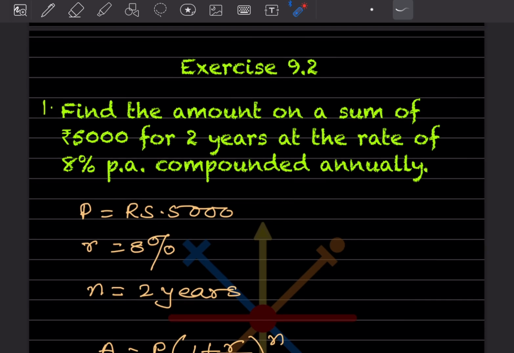Now let us see here. Find the amount on a sum of rupees 5,000 for 2 years at the rate of 8% per annum, compounded annually. Annually means every 1 year. The principal is 5,000. The rate is given as 8%. These are the given things.